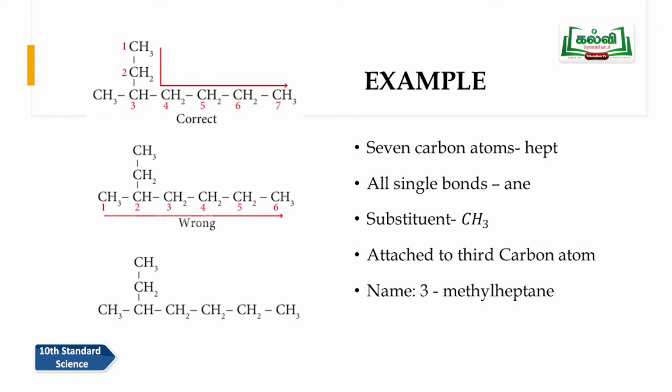Apart from this, we have a substituent CH3, the methyl group, which is present on the third carbon atom. So, we have to specify the number to which the methyl group is attached. It is attached to the third carbon atom. Therefore, the name of the compound will be 3-methyl heptane. I hope you are able to follow what we are doing. So, we number continuously from one end to the other, and number in such a way that we have the maximum number of carbon atoms in the straight chain.